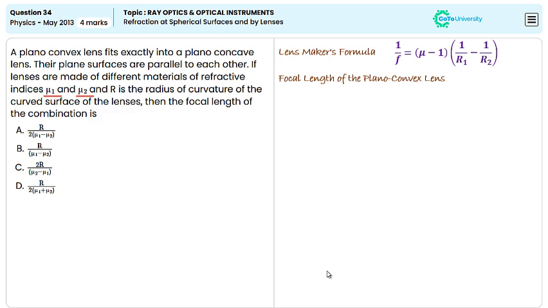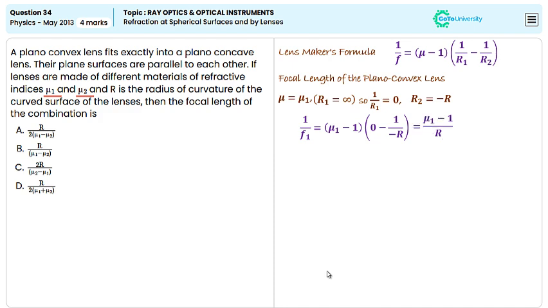For the plano-convex lens, mu is equal to mu1. One surface is plane, which means r1 is equal to infinity. So 1 by r1 is 0, and the other surface is convex, which means r2 is equal to minus r, since it is opposite to the light's direction. Substituting all these into the lens maker's formula, we get 1 by f1 is equal to mu1 minus 1 into 0 minus 1 by minus r, which is equal to mu1 minus 1 by r.